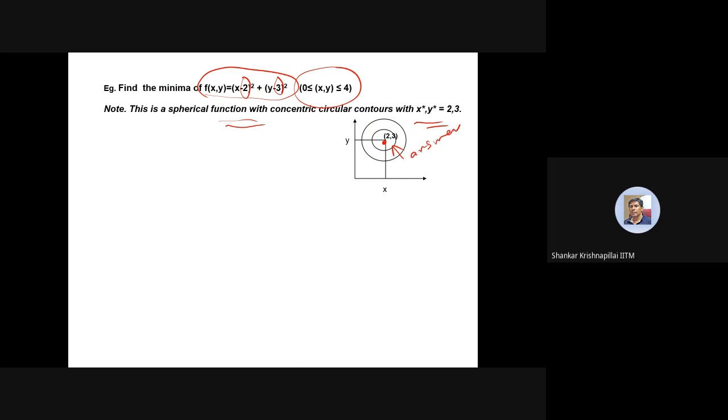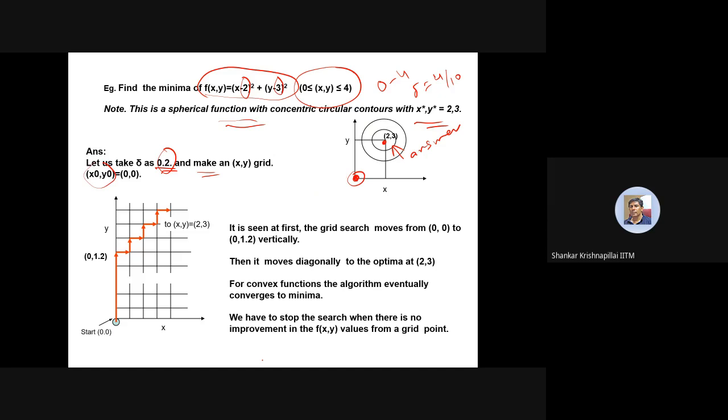Okay, so what we've done is that let us take delta as 0.2. So the range is 0 to 4. So delta should be less than 4/10. So we are taking 0.2. So let us make an x, y grid. Starting point is 0, 0. So we'll start our search from 0, 0 here. So, okay, this is the grid. This is our starting point.